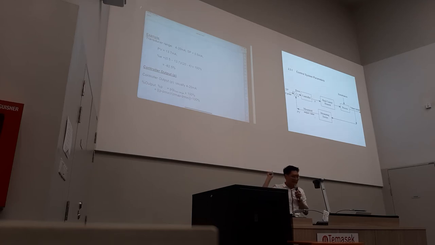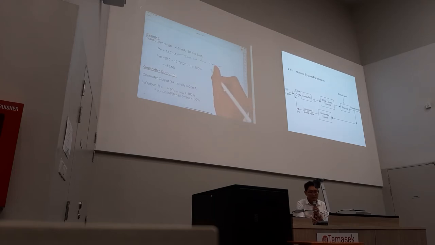In this case, the example we have, we send out a process value of 13.7 milliamp. Right? So this is the one that we send out from the transducer. Okay? It's not sent out from the controller. This 13.7 milliamp, the process value, is sent out from the transducer. But the transducer has a range of 4 to 20 milliamp, and then the set point is 0.5.